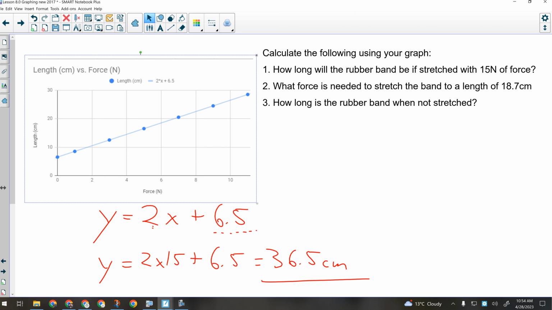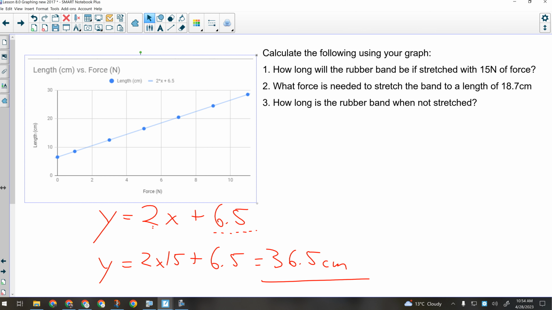So if I apply 1 more newton of force, how much longer will the rubber band get? 2 centimeters longer. Okay? The slope is 2 centimeters per newton because it's y divided by x. And that slope is saying that it'll get 2 centimeters longer for every newton of force that is applied. So if I apply 2 newtons worth of force, it's going to get 4 centimeters longer. And so on and so on. Everyone okay with that idea?